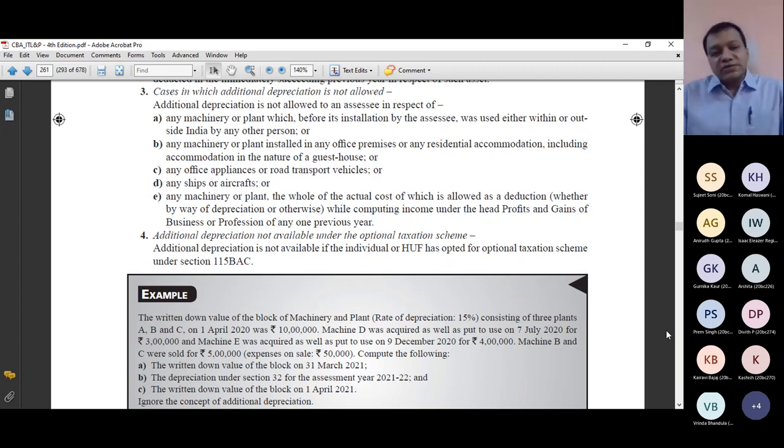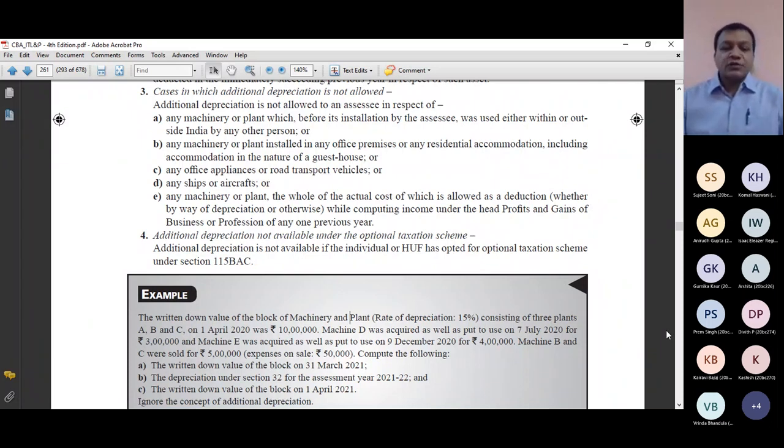Now I have 5 machines in total: A, B, C, D, E. In the third line, machines B and C were sold for 5 lakh. I sold these machines, B and C, which are part of the block, for 5 lakh, and expenses on sale were 50,000. Compute the following: WDV of the block on 31st March 21.